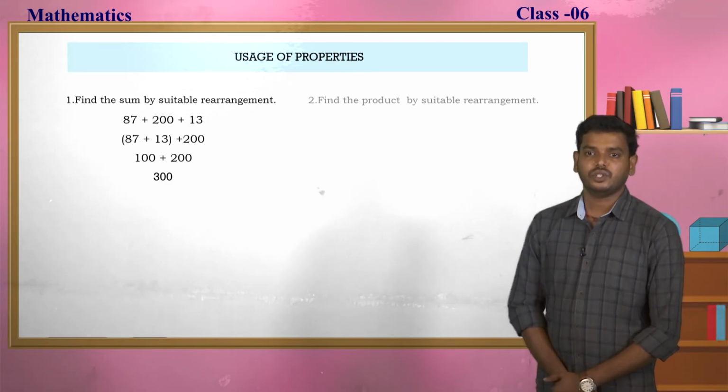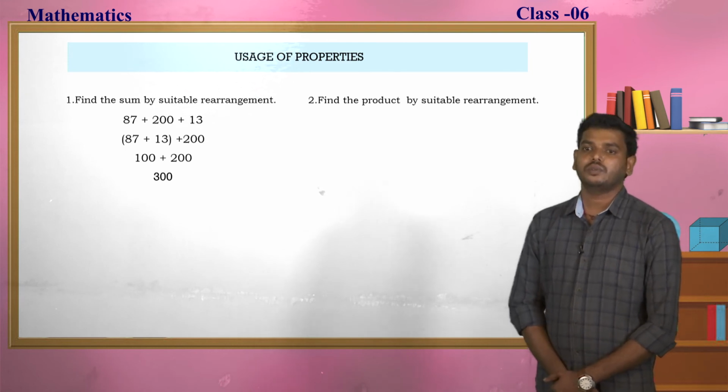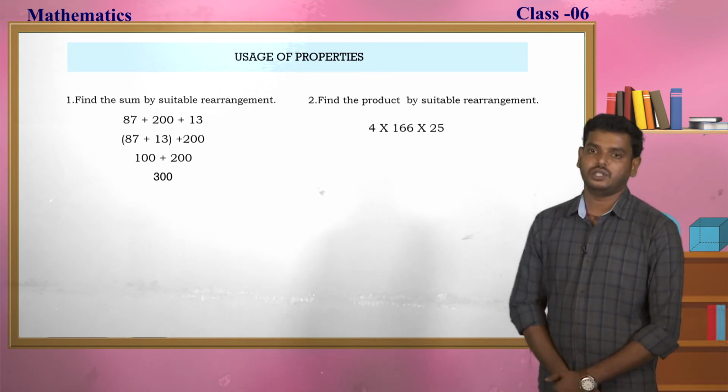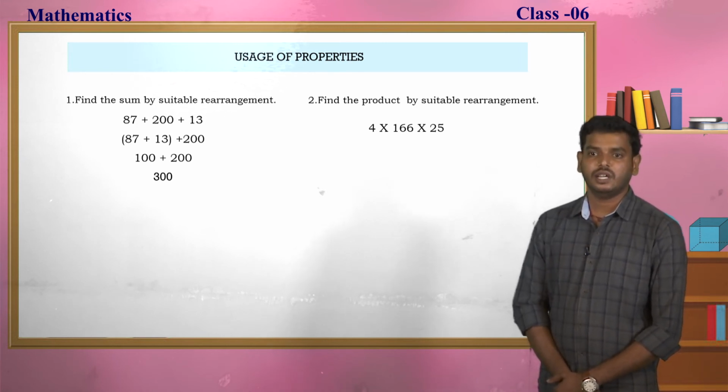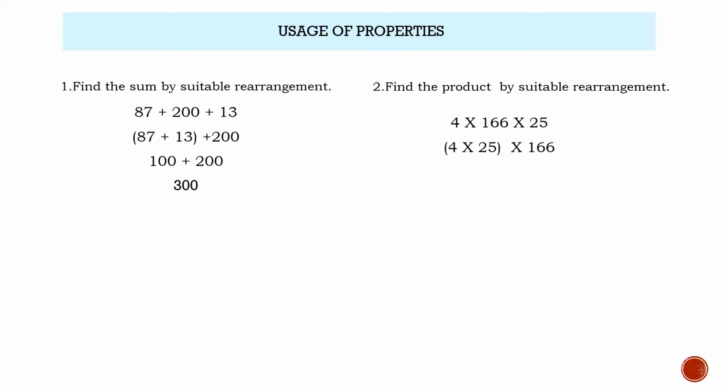We will move to the second question, children. Find the product by suitable rearrangement. The question is 4 into 166 into 25. Of course, we will rearrange the numbers now. See here, 4 into 25 into 166. Of course, it is very easy. Why? Because 25 into 4 is nothing but 100 into 166, and easily you can add 2 zeros, children. So, hence the answer will be 16600. Got it, children? So, this is how we use the properties. I hope you have understood, children.